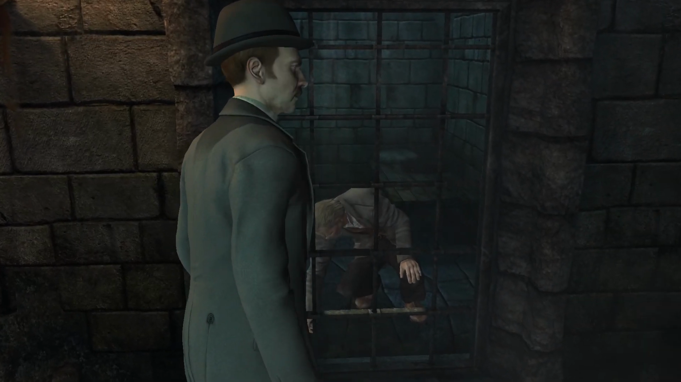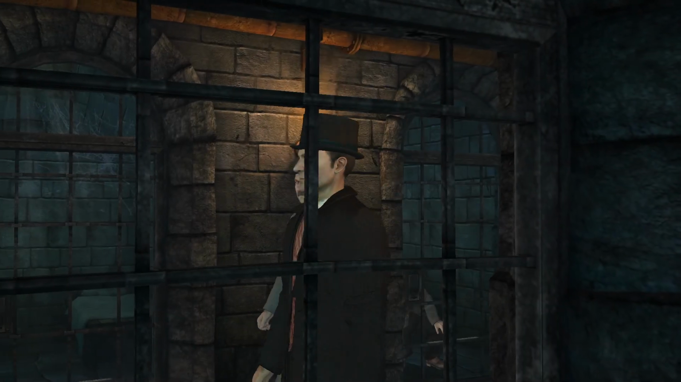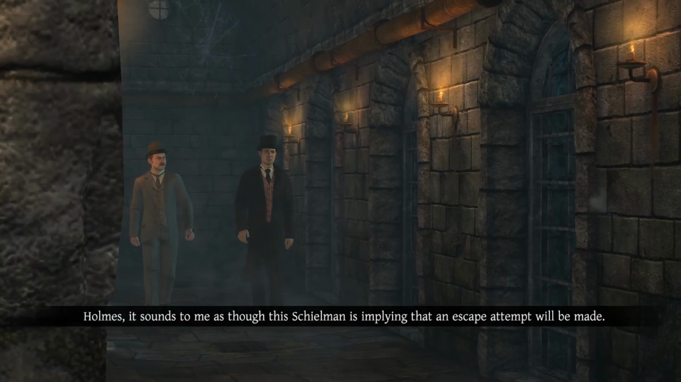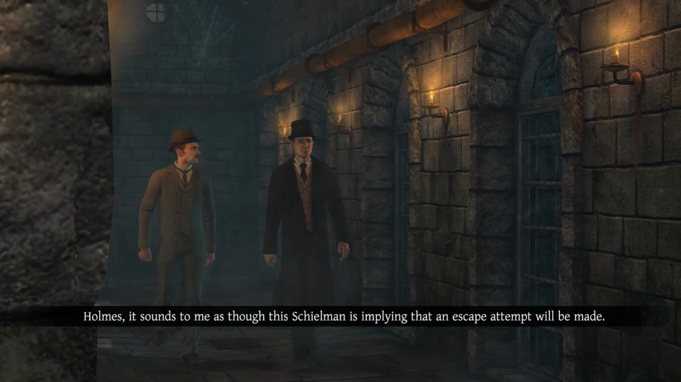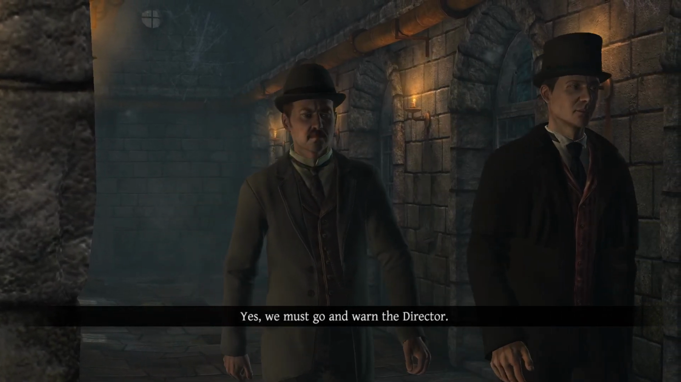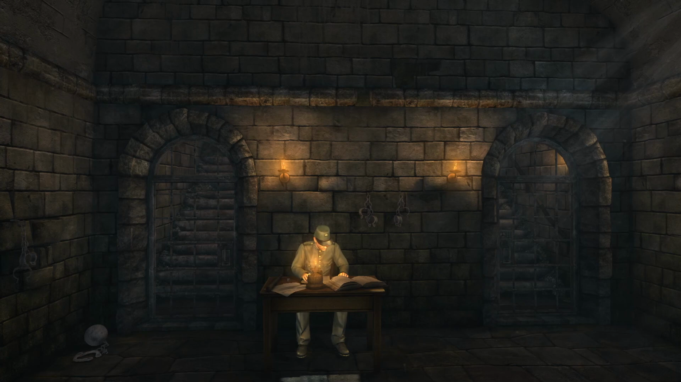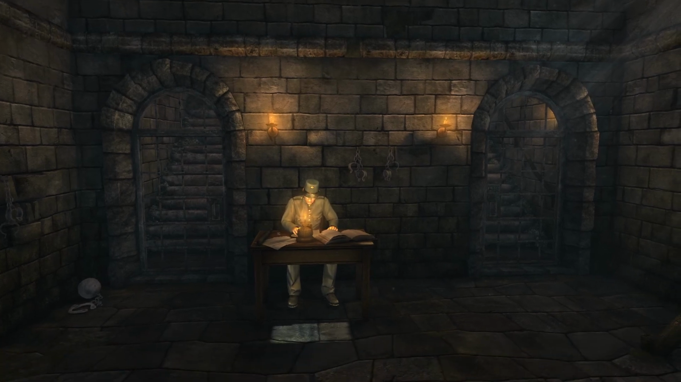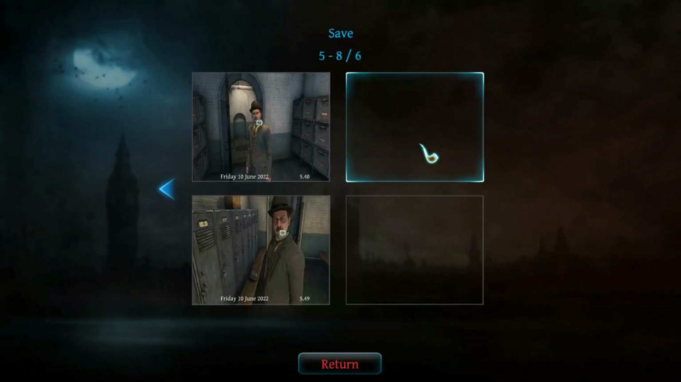Yeah, I'm guessing he will get out sooner or later. Holmes, it sounds to me as though this Shielman is implying that an escape attempt will be made. Yes, we must go and warn the director. Apparently we do that. Let's save.